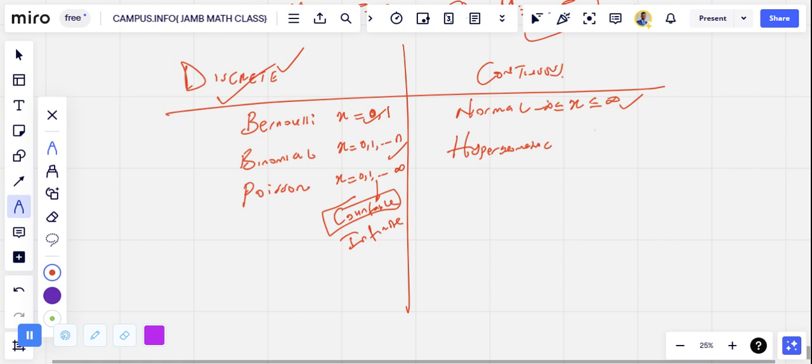One, two, three, and so on. So that means if x is 1, 2, 3, and so on, 5, that means hypergeometric is discrete then, but it's countable. Okay, that means it's countable. Where do you see it exactly? Beside the formula, you have it as x equals 1, 2, 3.